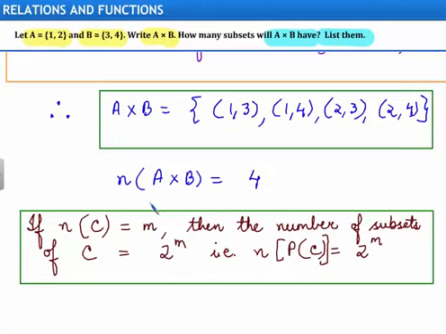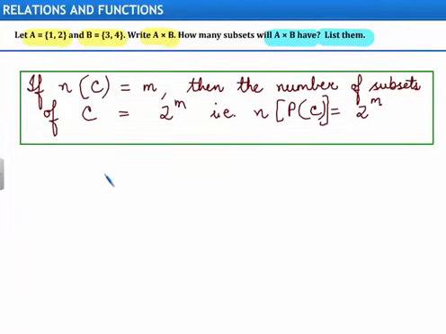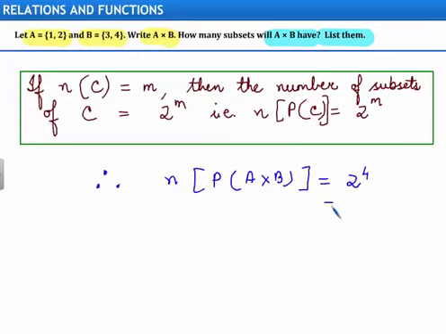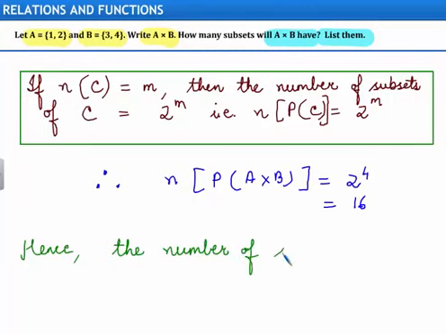Here we have n of A cross B is equal to 4. That is, the number of elements of A cross B is 4. Therefore, n of P of (A cross B) will be equal to 2 raised to the power of 4, that is equal to 16. Hence, the number of subsets of the Cartesian product A cross B is 16.